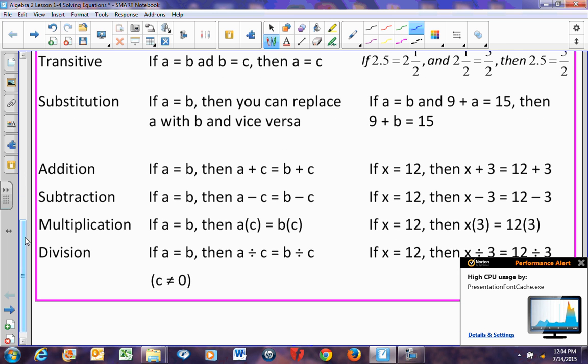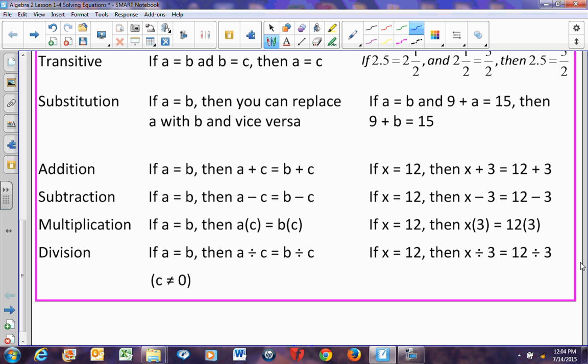The addition property says if A equals B, then A plus C equals B plus C. If X is 12, then X plus 3 equals 12 plus 3. Okay, subtraction property says if A equals B, then A minus C equals B minus C. If X is 12, X minus 3 equals 12 minus 3. Multiplication, if A equals B, then A times C equals B times C. For example, if X equals 12, then X times 3 equals 12 times 3.